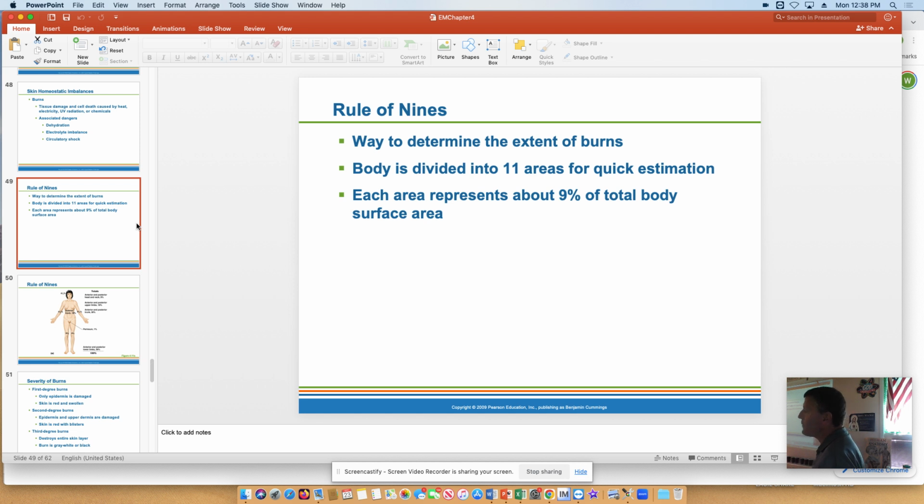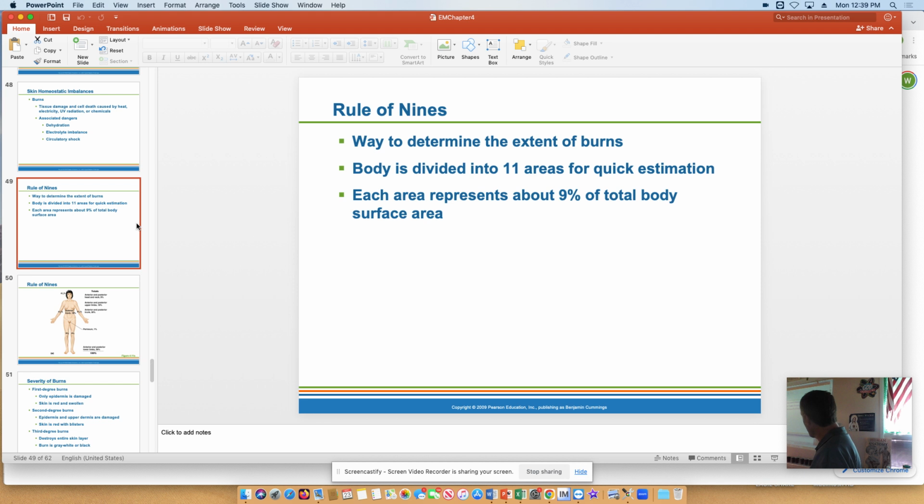I don't know as far as the skin tone change, but if you lost a leg, blistering or no blistering? No blister. Okay, probably a first degree burn.